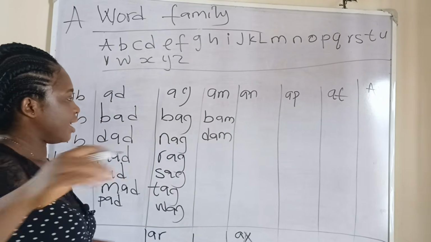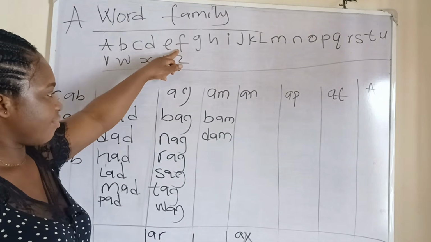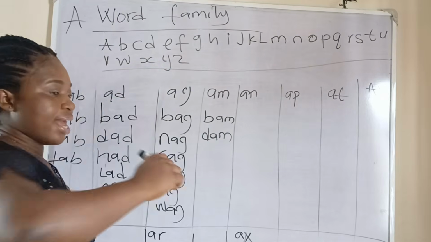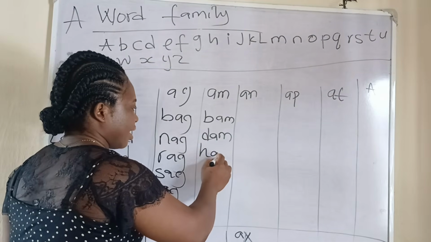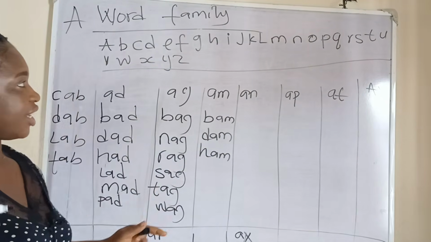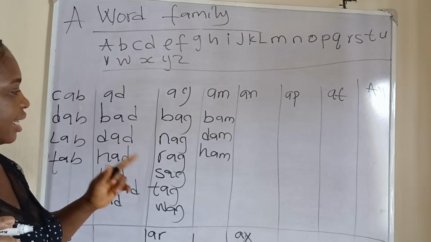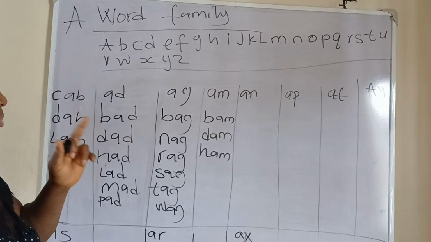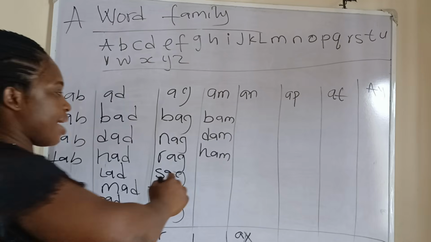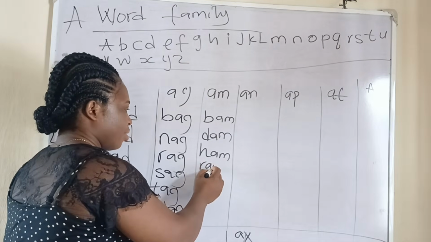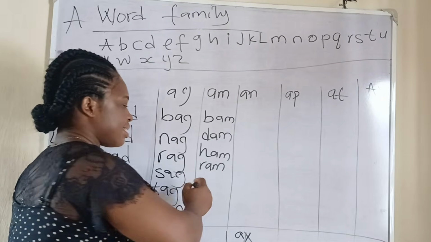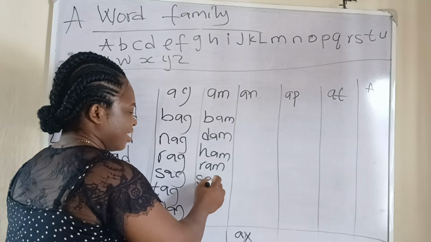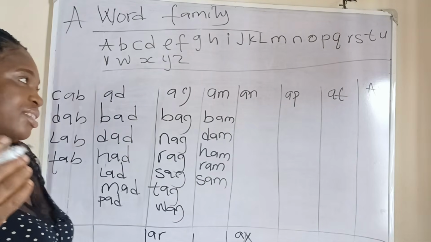We have E, F, G, H. We have ham. I, J, K, L, lamb. Mam, nam. O, P, pam. Q, ram. We have ram. We can have Sam, but Sam is actually an abbreviation for Samuel. Let's just leave it there.